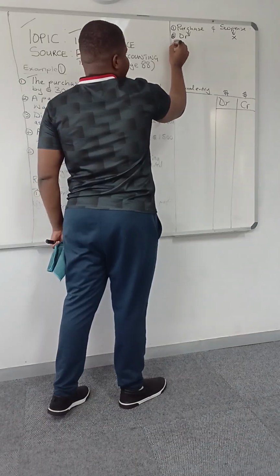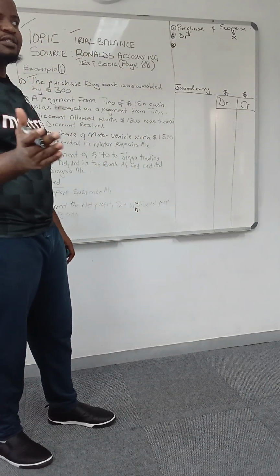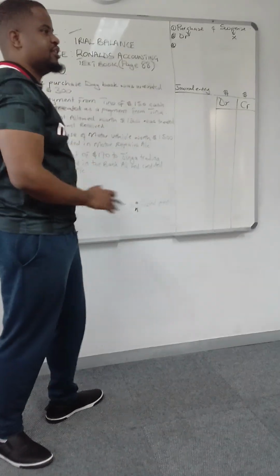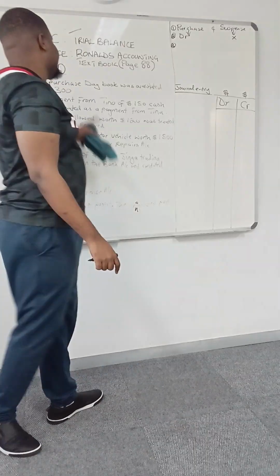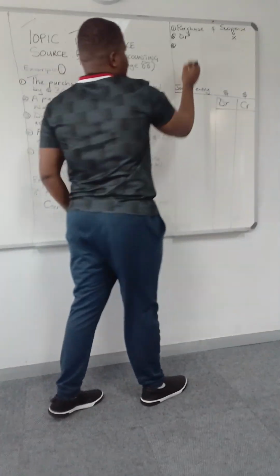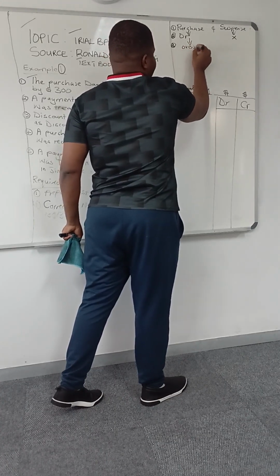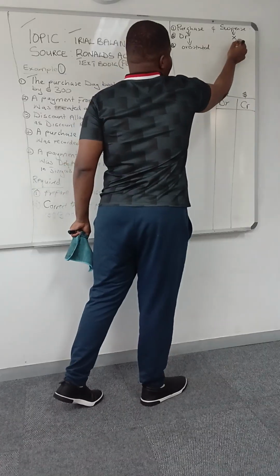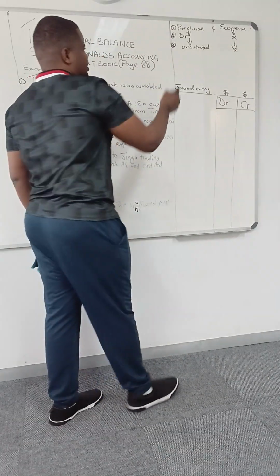Then step number three, determine whether there is an undercast or overcast for each and every account. When it comes to purchases, it is even indicated here that purchases was overstated. So you write overstated for step number three. Then here you just put X, because this is a suspense.